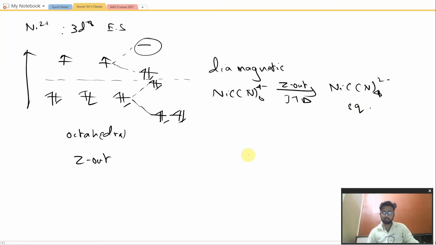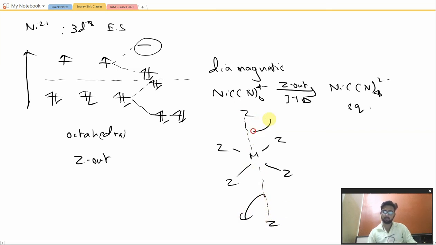Let me draw the structure for you. The four ligands in the plane remain as they are, and the ligands in the axial positions elongate and move out of the system. Both of them elongate and move out, they are released, and this one is also released. This way the Z out occurs, and this is why the square planar structure is achieved from the octahedral.